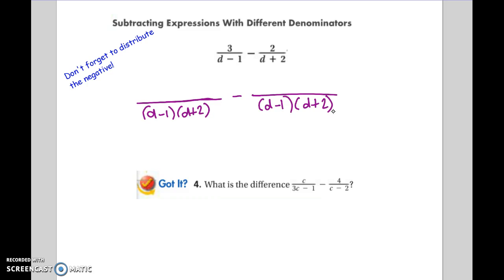Okay. So how did I go from d minus 1 to d minus 1, d plus 2? Well, since I started out with just a d minus 1, what I multiplied by was d plus 2. That's how I got both things. So now I do the same thing to the top. And then on this one, I start out with d plus 2, so I had to multiply by d minus 1. So I'm going to do the same thing on the top.